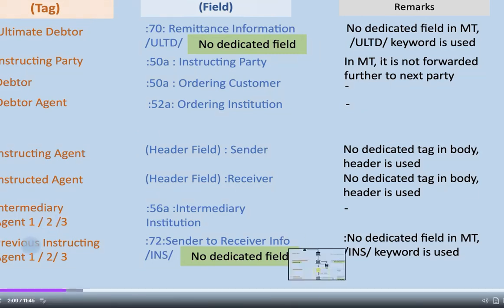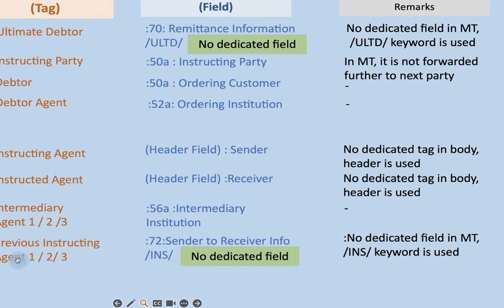And same for the previous instructing agent, we support instructing agent 1, 2, and 3. In MT, we have 56 for intermediary institution. We have 72 for previous instructing agent. There is no dedicated field here, so we are using the keyword INS for this purpose.